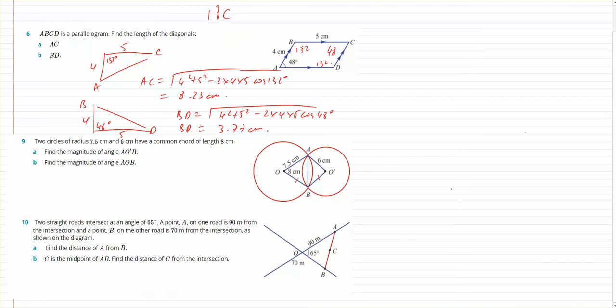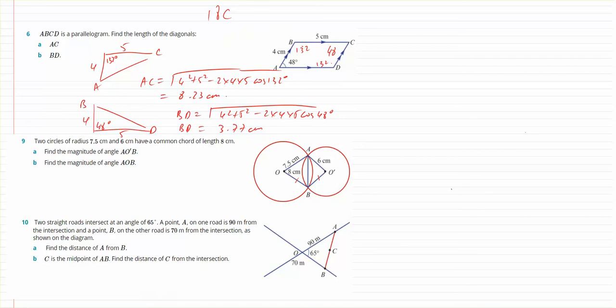Now, if I look at question 9, this is a slightly different question. It looks a bit confusing, but it's actually not that bad. So we've got two circles of radius 7.5 and 6, and they have a common length of 8, and it happens to be the chord length, so that's the length AB. Now we want to find the magnitude of the angle AOB.